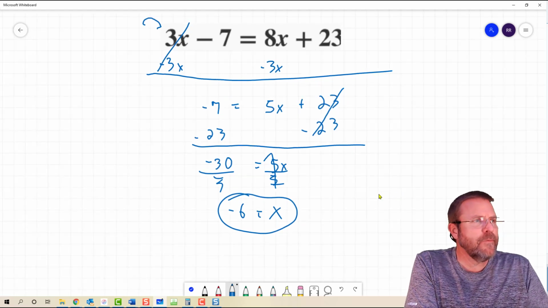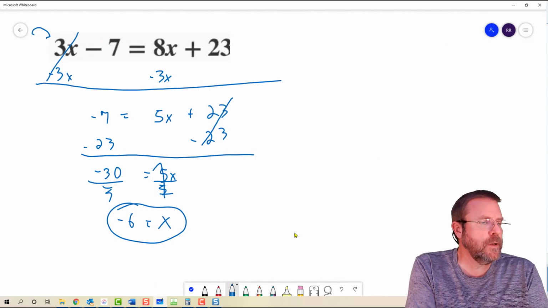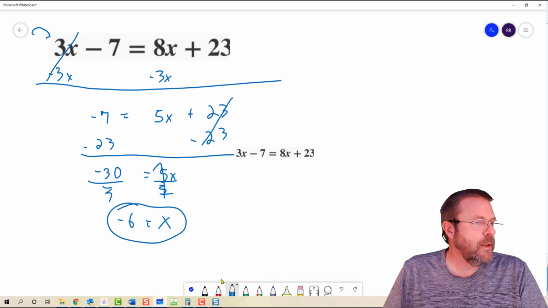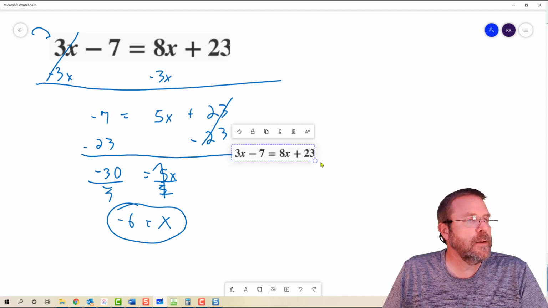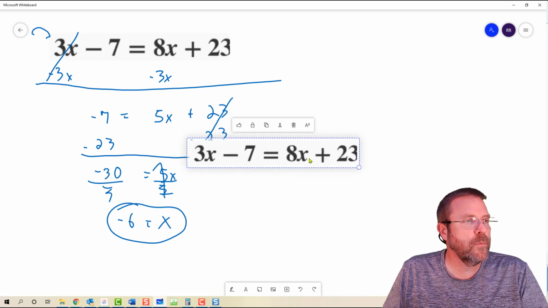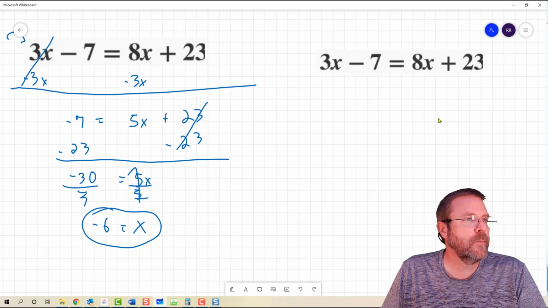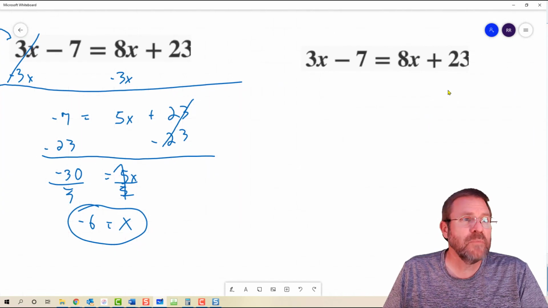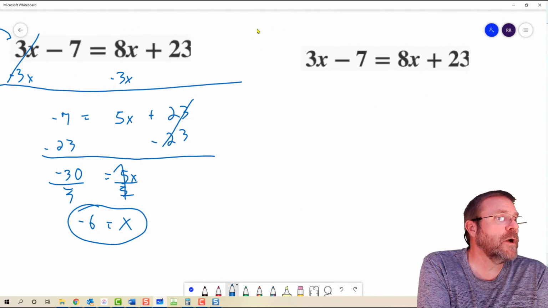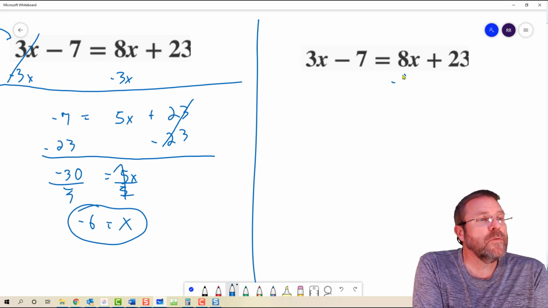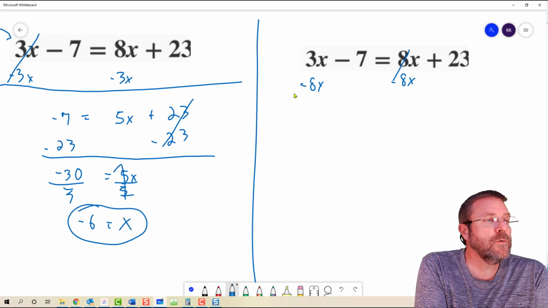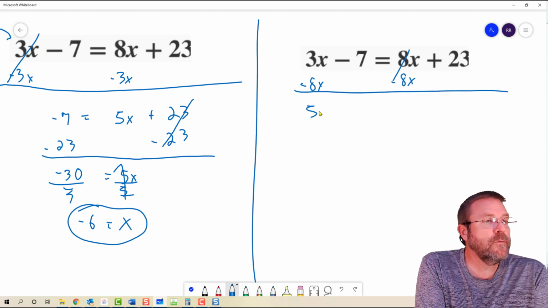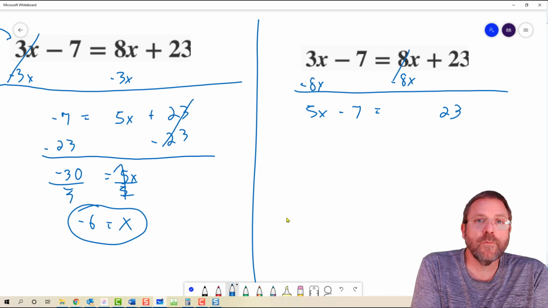But what if instead I worked it the other way? What if instead I ended up with a negative variable? How would that have affected my problem? Well, the answer is it really would not have changed it that much. So if I started off by subtracting 8x on both sides, those would zero out, and now I have negative 5x minus 7 is equal to 23.